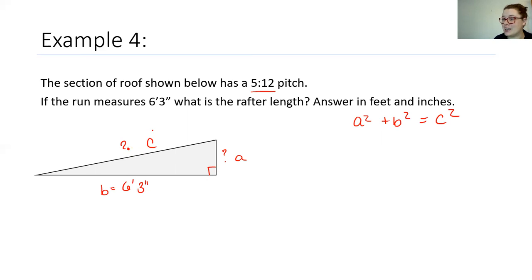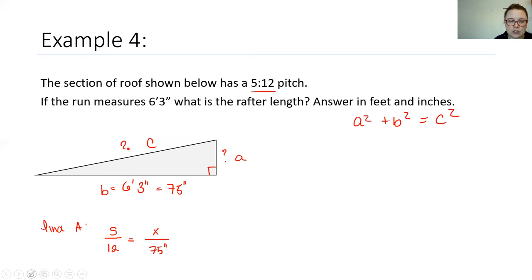Pitch has given us some hidden numbers. So first of all, find A. This is kind of a two-step question. So we know we have 5/12 for a pitch, 6 feet 3 inches. Let's turn that all into inches first. It'll be easier to work with. So that's 75 inches. So 75 inches goes on the bottom because that's my run over.